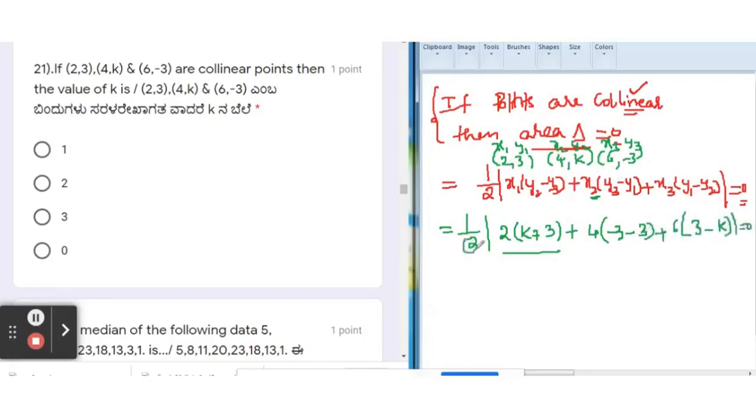So when the half goes to the other side, it will become multiplication. 0 into 2 is 0 only. So 2 into k is 2k, 2 threes are 6. I am multiplying 2 with k and 2 into 3, which gives 2k plus 6.